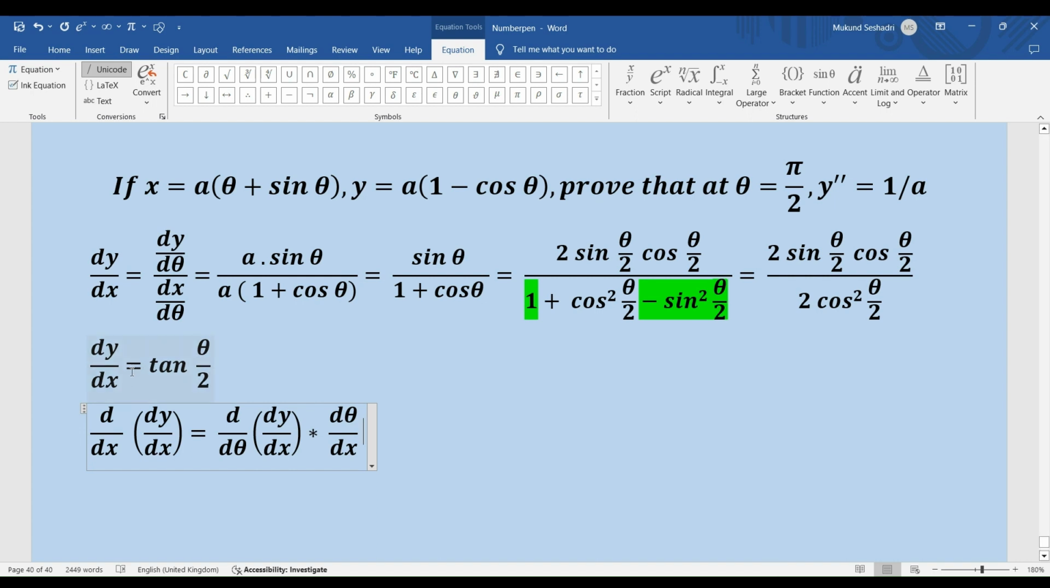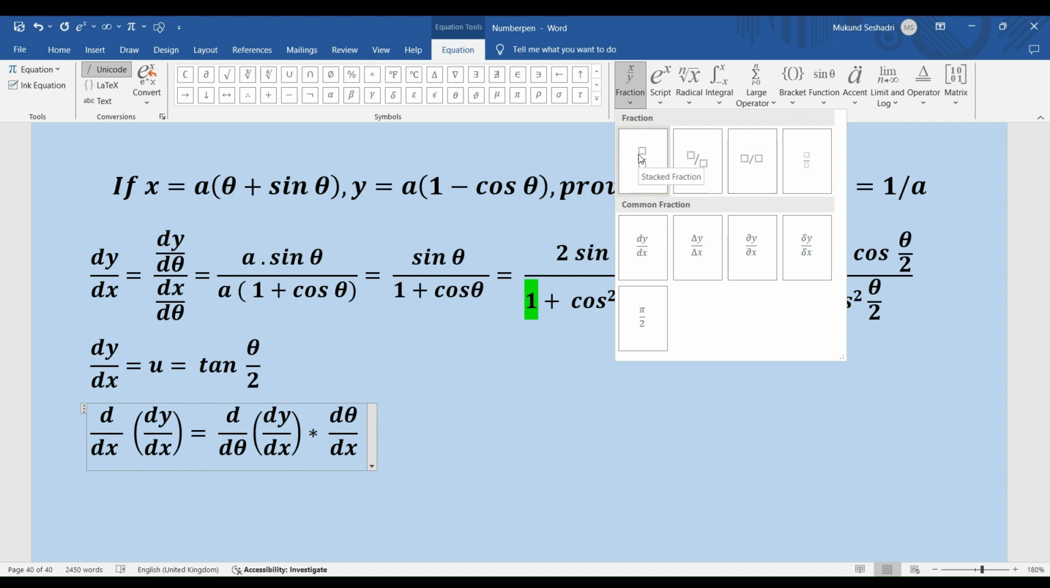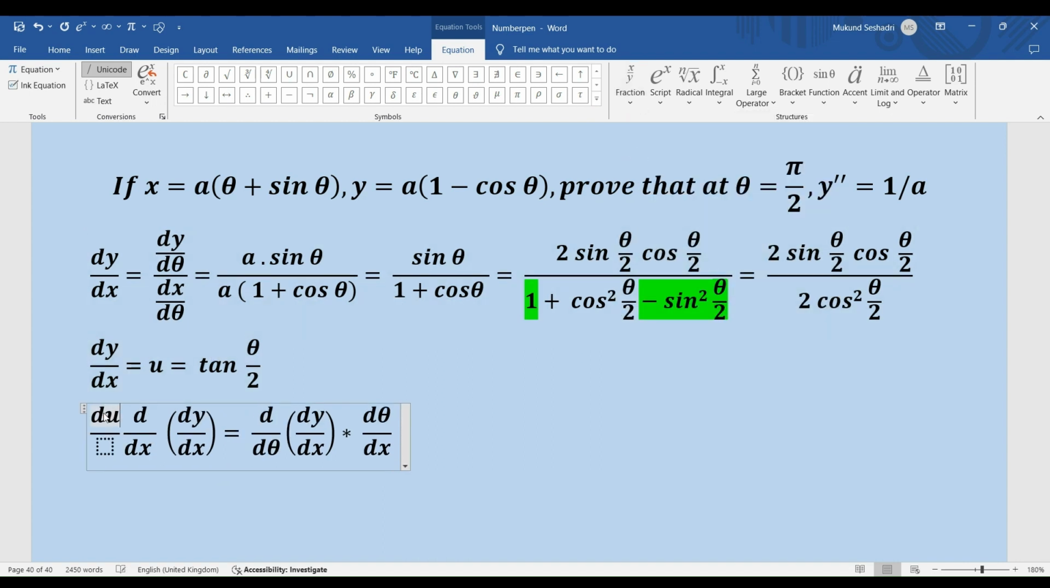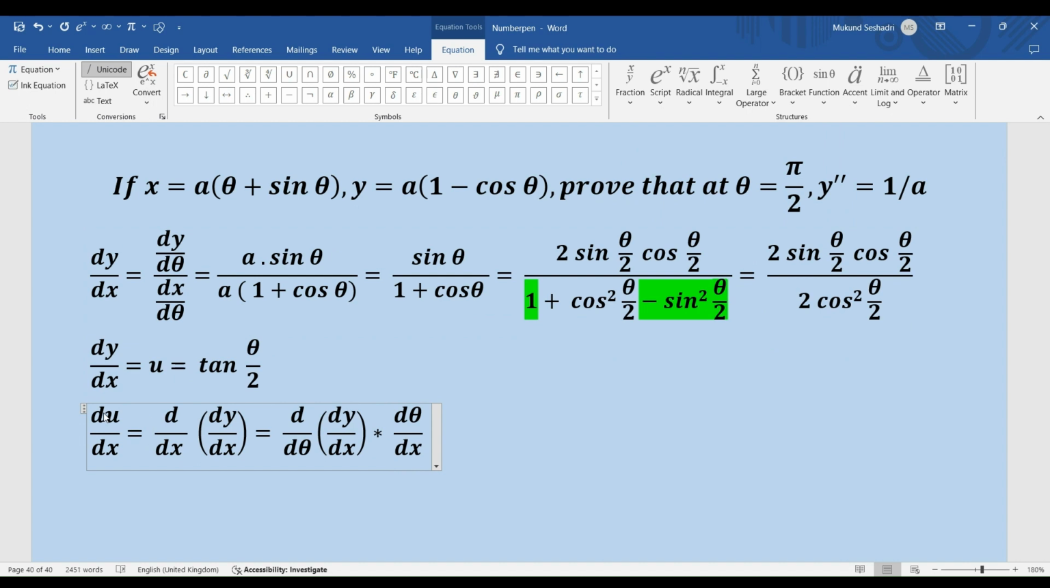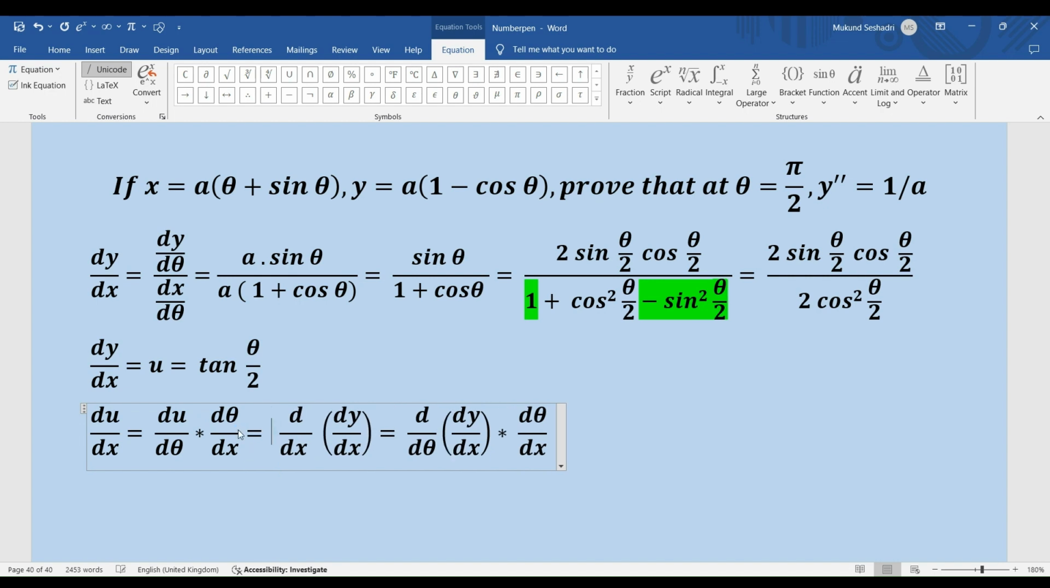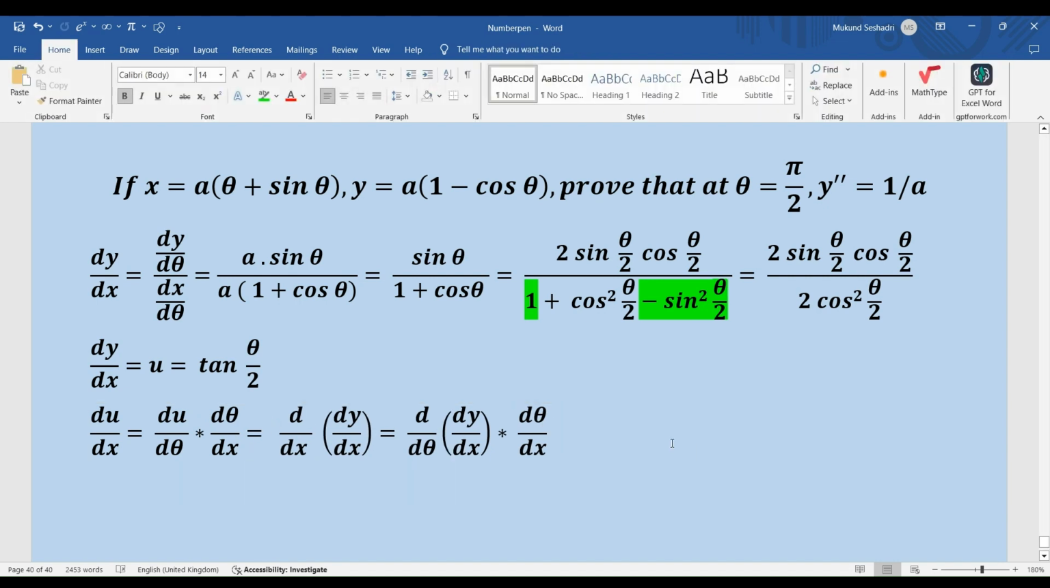Why? Because your first derivative is nothing but yet another function, right? So let us call it, for example, u. So let me call this particular function u. So what are we actually doing? We are actually doing du by dx, right? So your du by dx is nothing but du by d theta into d theta by dx, right? And now you should be able to follow this better. So my dy by dx equal to u equals tan theta by 2.